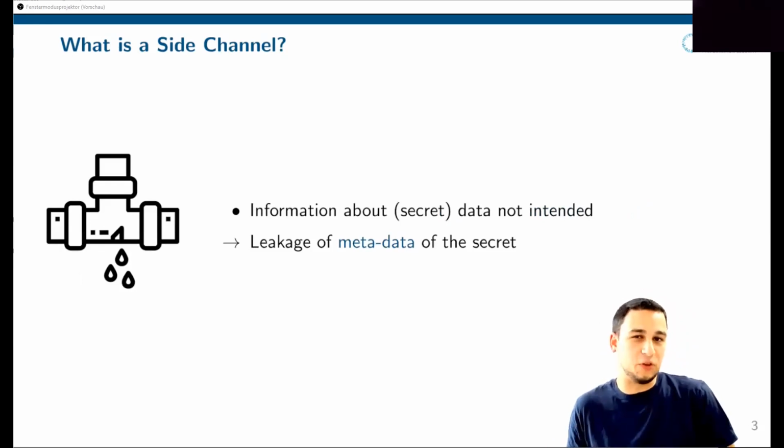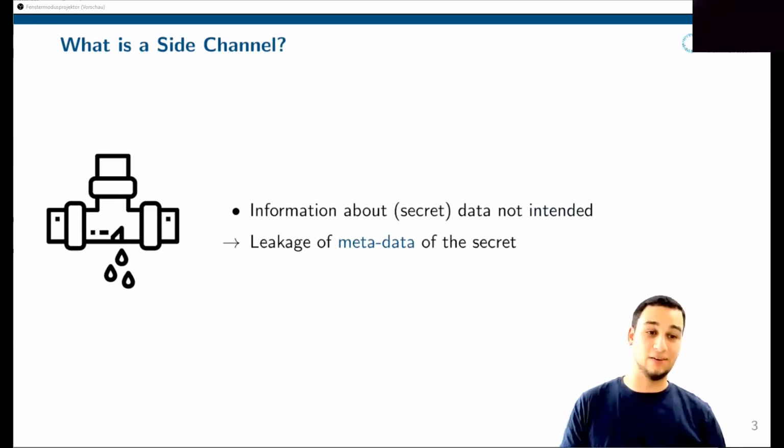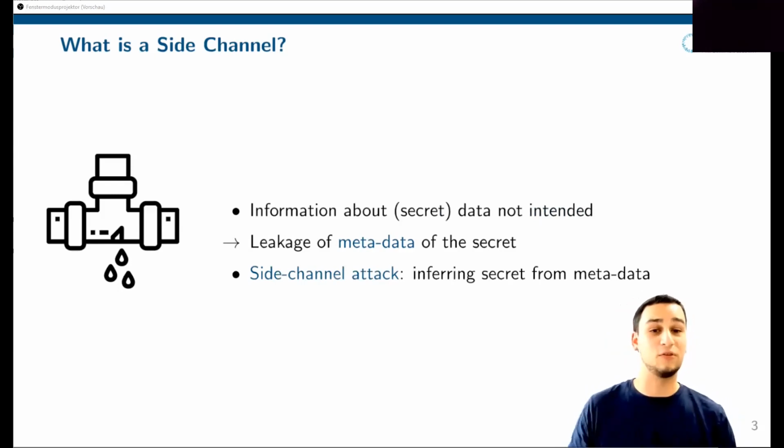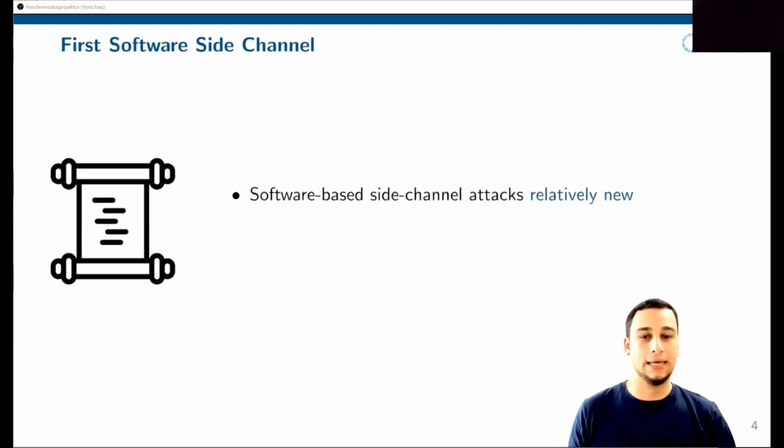And typically, if we talk about side channels, we're talking not about directly leaking data, but more about metadata. So data that describes the actual data. If you're thinking about a letter that you're sending, then it's not the content of the letter, but the sender and the receiver. That would be the metadata of a letter, for example. And with a side channel attack, we are then trying to infer the secret from this metadata and get the actual data back by only observing the metadata. And this is quite well known if you're talking about hardware side channels, but we're not going to talk about hardware today. We're going to talk about software.